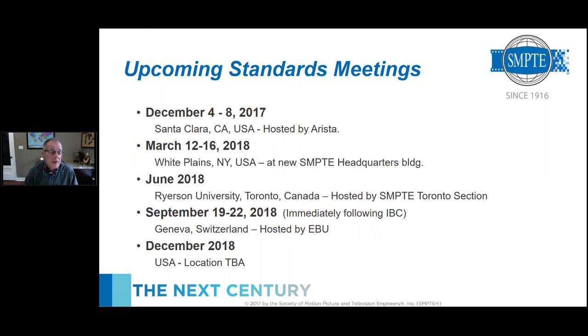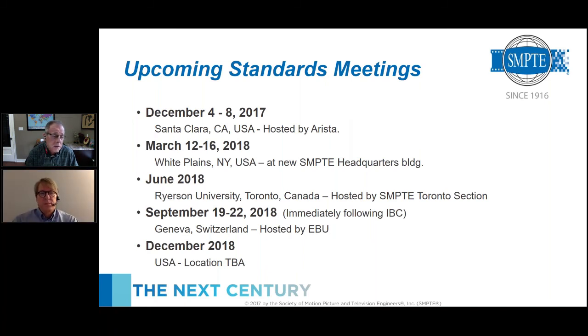Yeah, so as I mentioned at the beginning, we hold face-to-face standards meetings quarterly, usually December, March, June, and September. So our next one is just in about 4 weeks, and it'll be held in Santa Clara, California, hosted by Arista Networks. In March of 2018, we're going to be going to the brand new SMPTE office in White Plains, New York. In June of 2018, we'll be going to Ryerson University in Toronto, hosted by the Toronto SMPTE section. In September, we're heading back to the EBU headquarters in Geneva. And in December, we're trying to confirm, we had some tentative plans there, but we expect it to be somewhere on the west coast of the U.S.